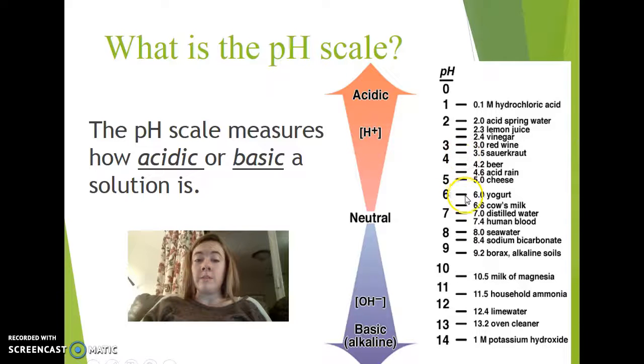We actually eat a lot of very acidic food. Notice how all of these things here are food, and we don't have anything that's food down here. Okay? Distilled water should be right at 7. That's what we consider neutral. Human blood is a little bit basic. Milk is a little bit acidic.